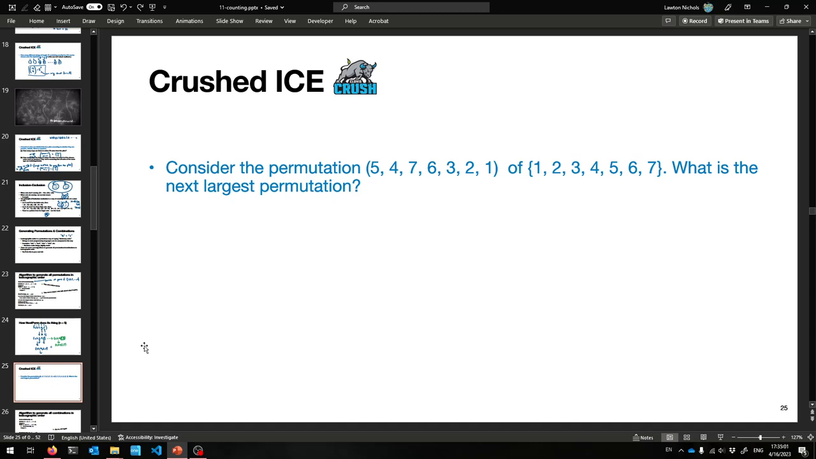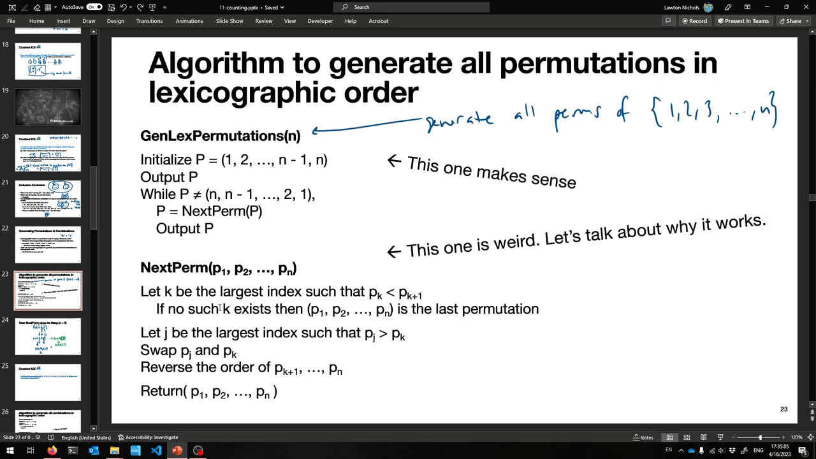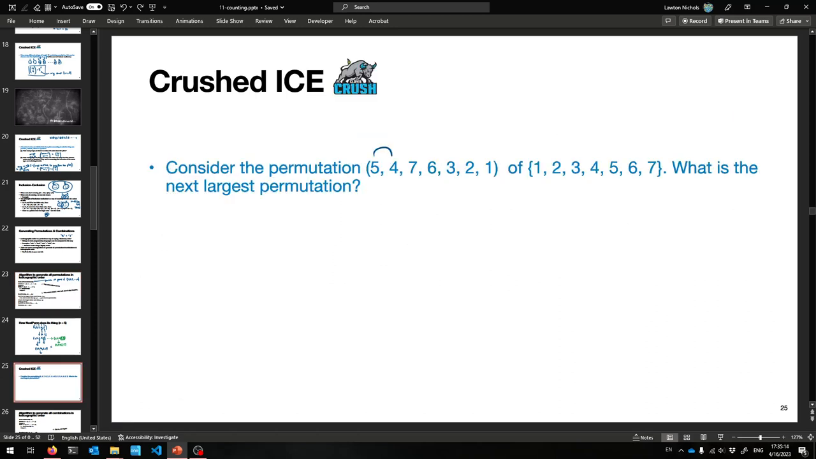Okay, so again, we have to look for k first. k is the index such that the thing right after it is bigger, the rightmost such index. So let's look at these. Nope. Let's just compare. Nope. Yep, that one's bigger. Nope, that one's smaller, smaller, smaller, smaller. So it looks like we only have one option here, and it's this one, the 4 and the 7. So 4, that index is pk.